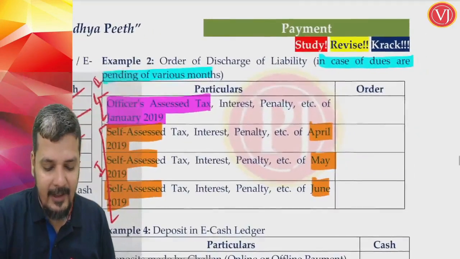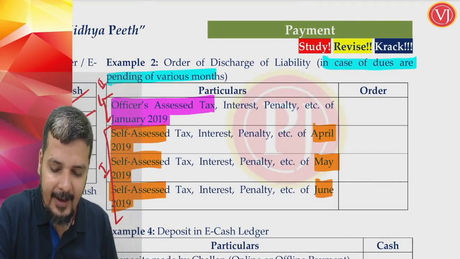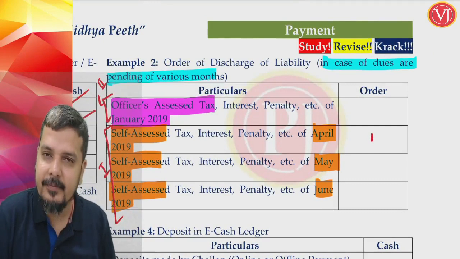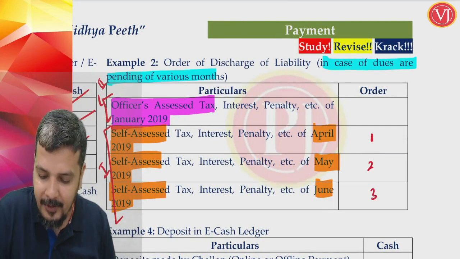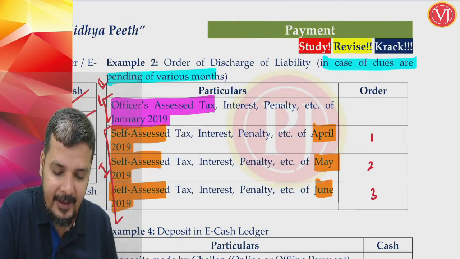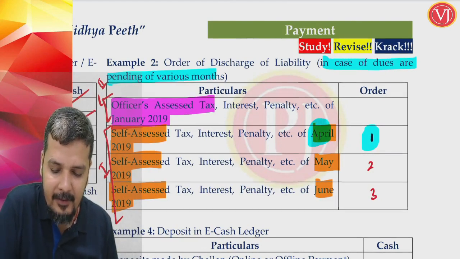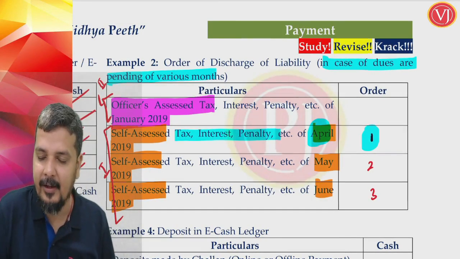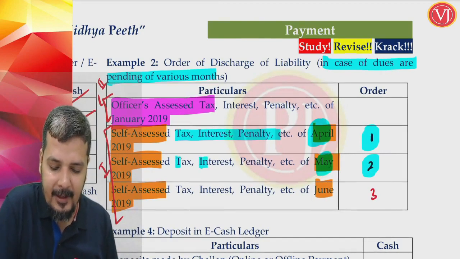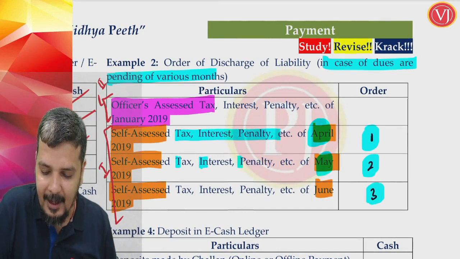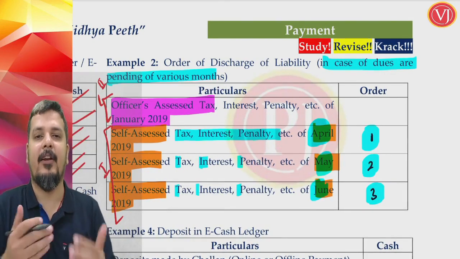Now in self-assessed liability you have April 19, May 19, June 19. So first close the entire liability of April month, then go to the next month May, then go to the next month. When I say entire liability, first close the entire liability of April month's tax, interest, penalty, etc. Then close the entire liability of May month, tax, interest, penalty, etc. Then close the entire liability of June month, tax, interest, penalty, etc. That is the sequence that you have to move at.